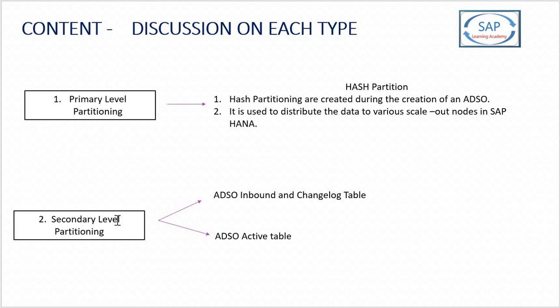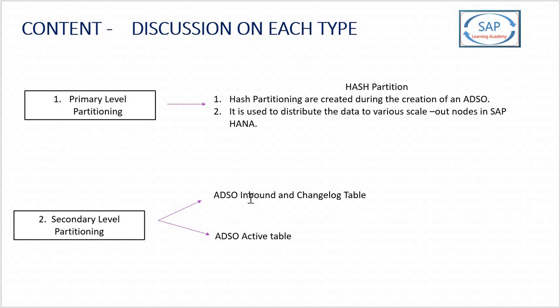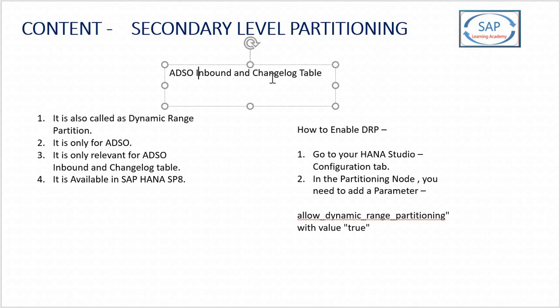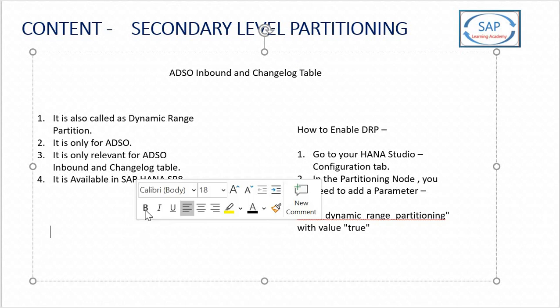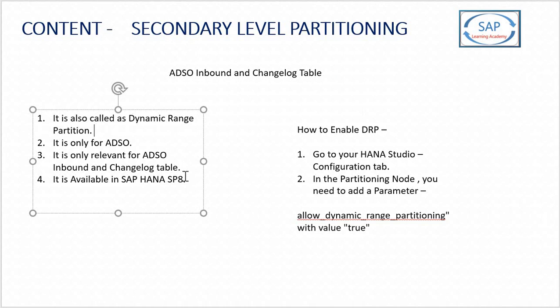And on the other side, the secondary level partitioning, as I said, is relevant for the active table and also for the inbound and changelog table. So it can be divided into two ways, which I'll describe in the coming slides. First is the ADSO inbound and changelog table, and this partitioning is also called dynamic range partitioning. It is only for ADSO, and it is only relevant for the inbound and changelog table of an ADSO, and it is available in SAP HANA Service Pack SP8.